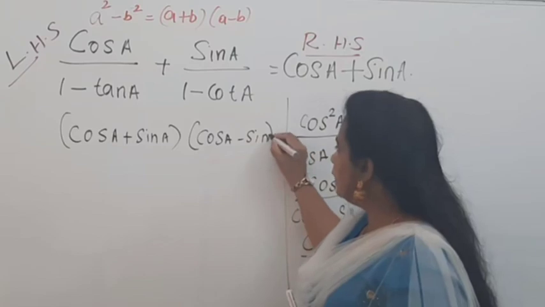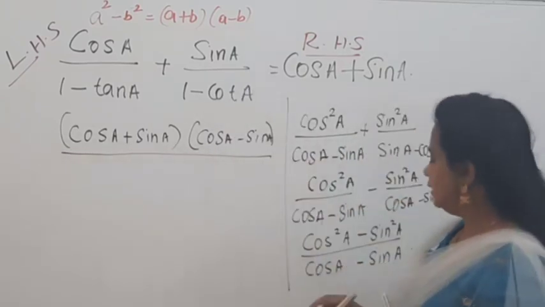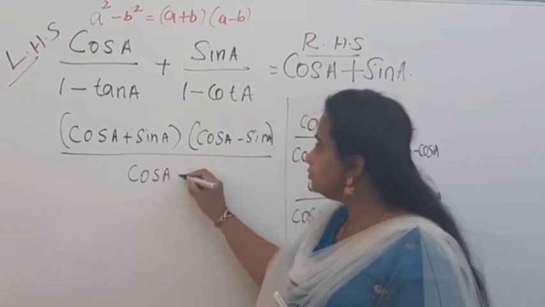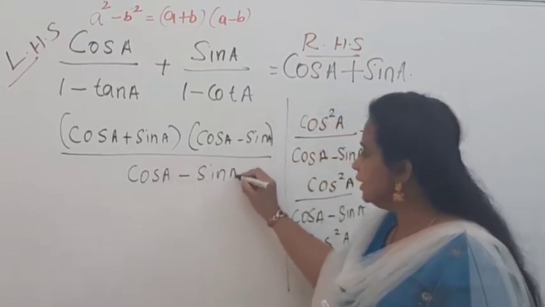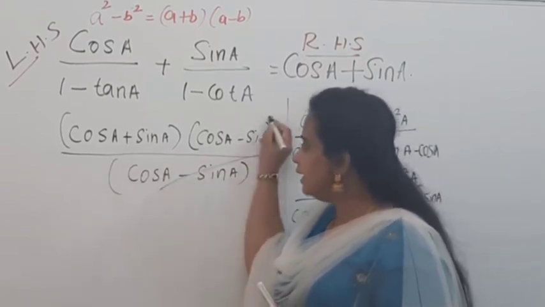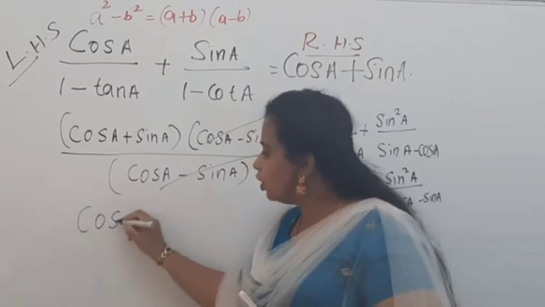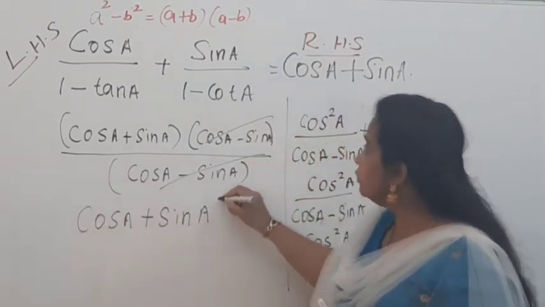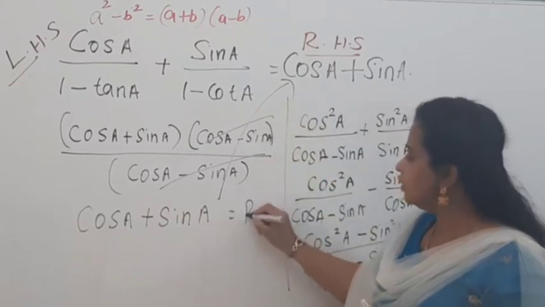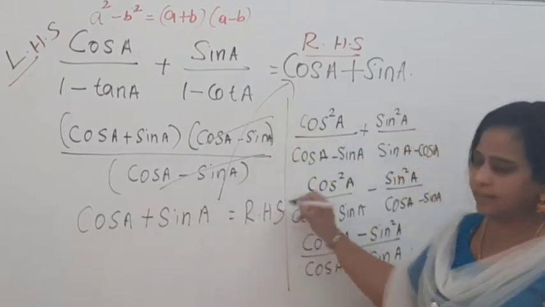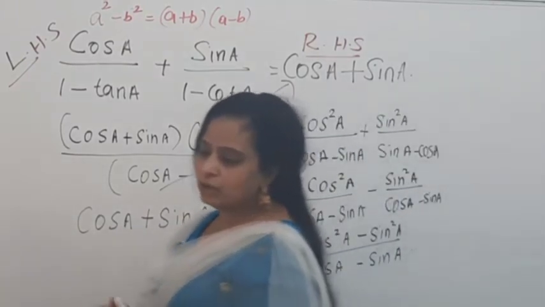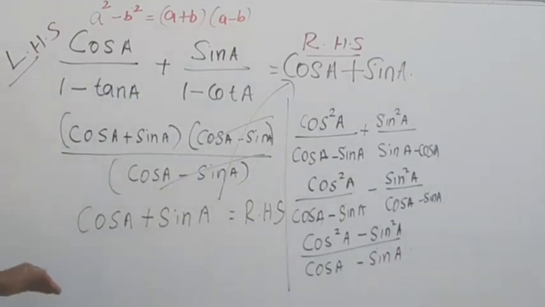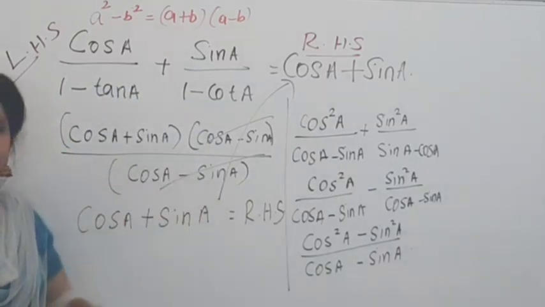So a plus b into a minus b divided by cos A minus sine A. So it is already in the denominator, it gets cut. So your numerator is cos A plus sine A, which is nothing but your RHS. So LHS is equal to RHS. It is done. You have taken your identities and you proved it is equal to RHS.